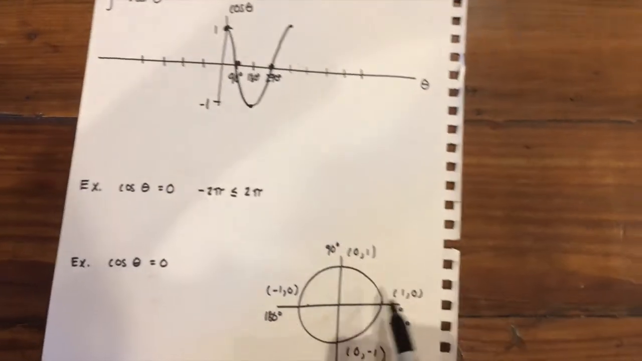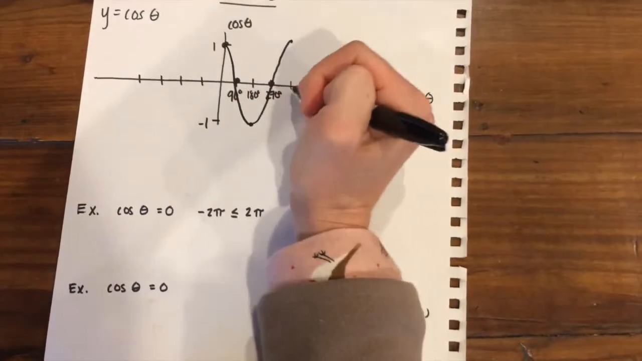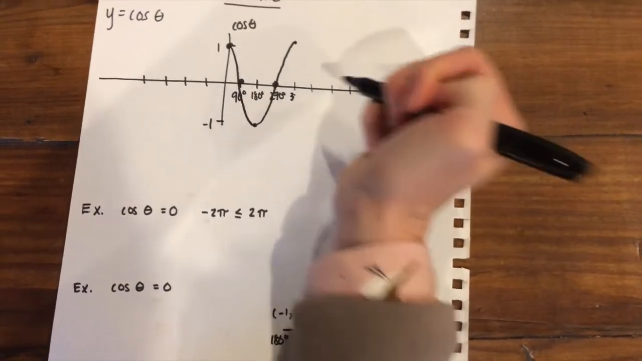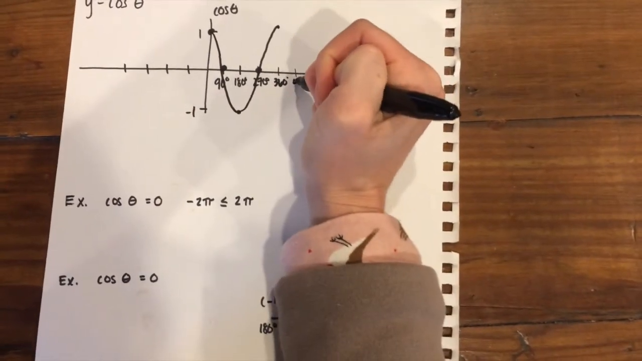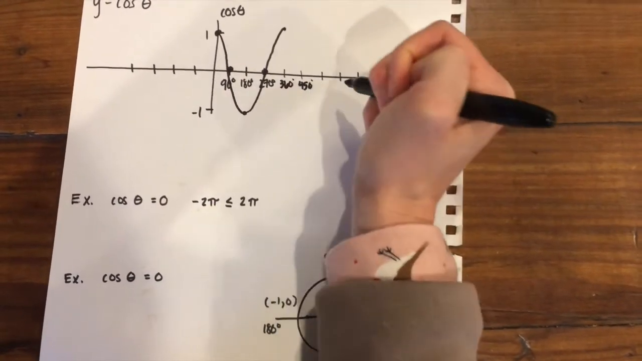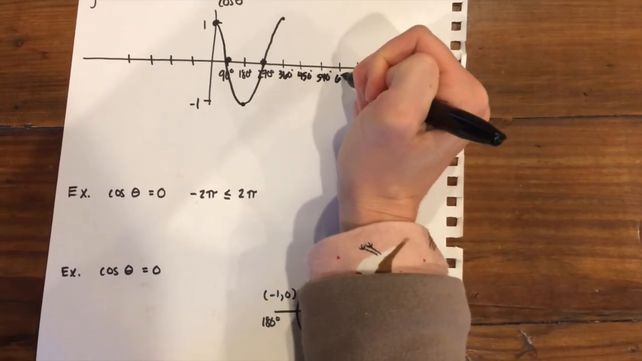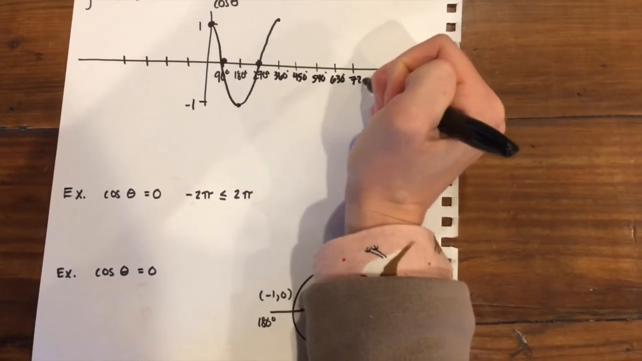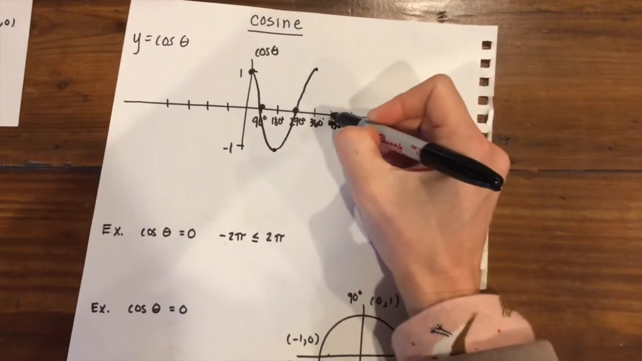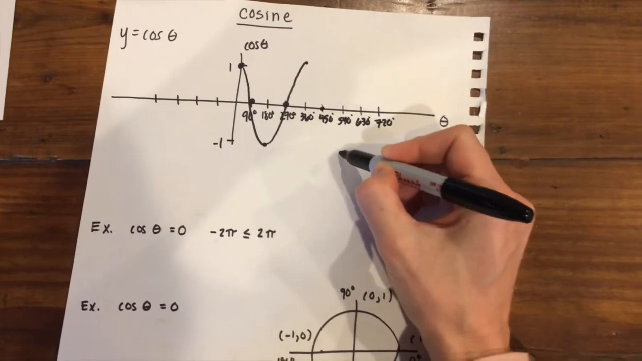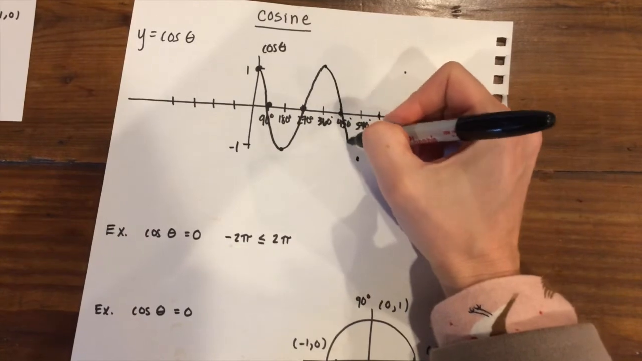Now if I wanted to keep going, I would just keep adding 90. So 270 plus 90 is 360 goes here. 360 plus 90 is 450. 450 plus 90 is 540. And then 630, and then 720. And the cycle would just continue on. So I don't even really need the unit circle anymore. I just need to follow the pattern. And I connect with a smooth curve.